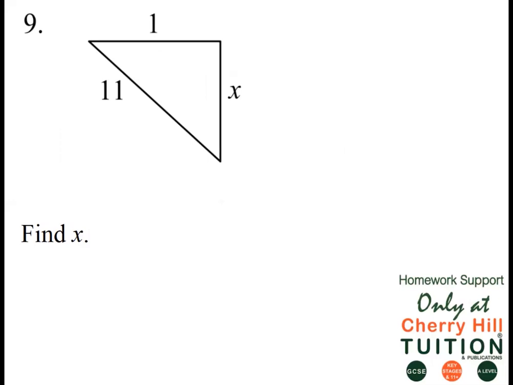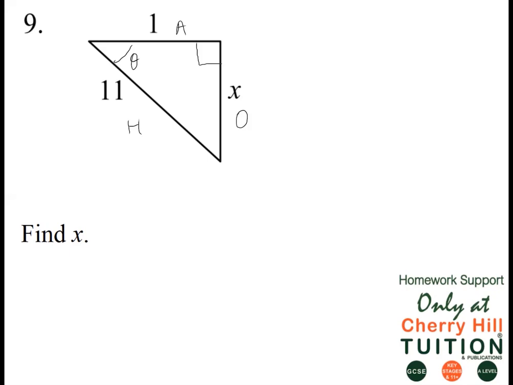Question 9, we have another right angle triangle. So let's label the sides. So this is the right angle. This is theta. So the hypotenuse is the side that's the longest and opposite the right angle. The opposite is that side that's opposite the theta, and this is the adjacent.